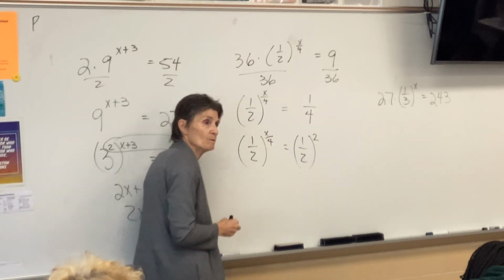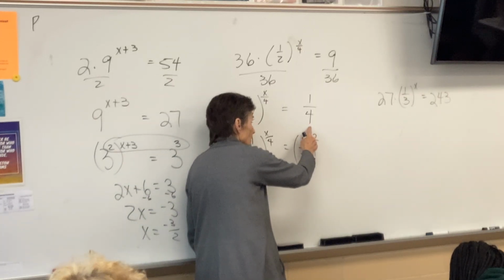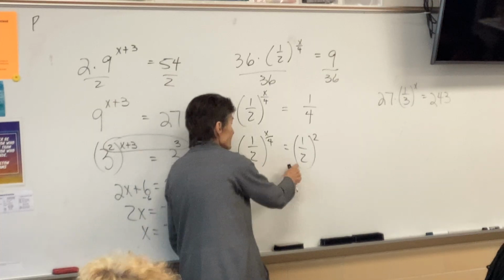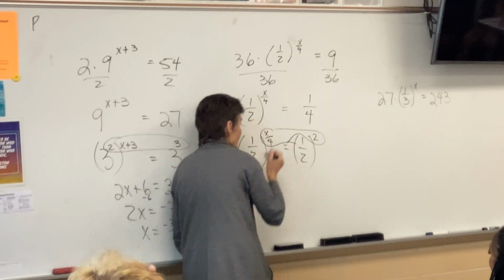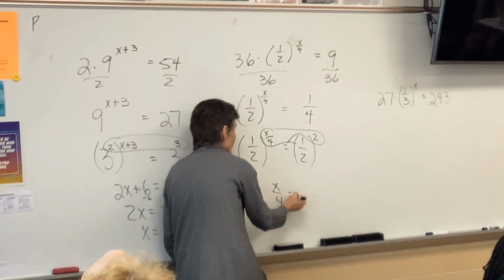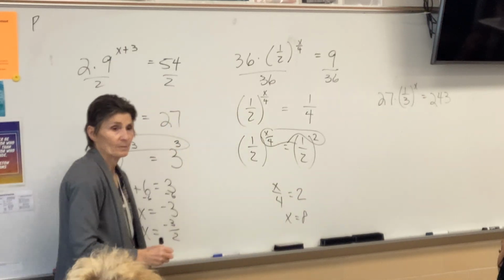You're always going to be ready, guys, so that you can do that. 1/4 is 1/2 times 1/2, so it's 1/2 squared. As soon as these match, then this becomes your answer. So x over 4 equals 2, so it looks like x equals 8.